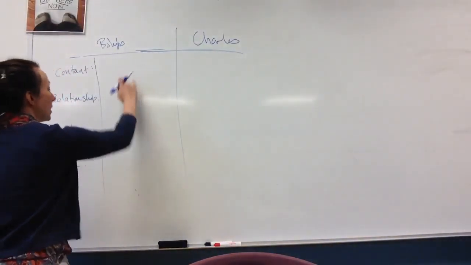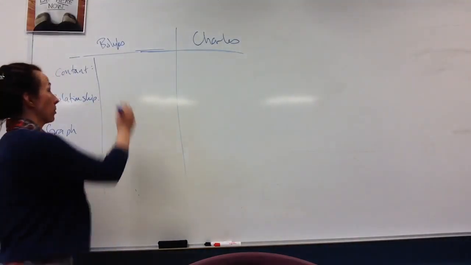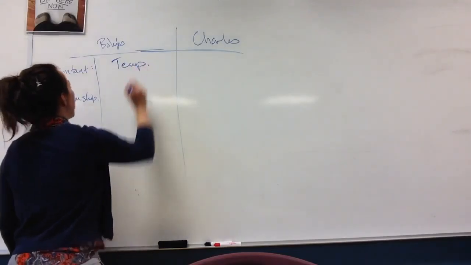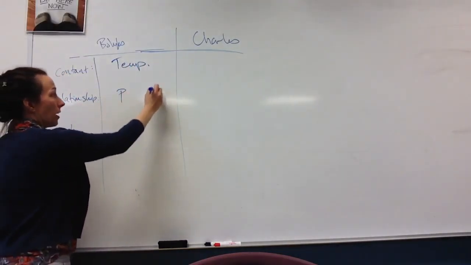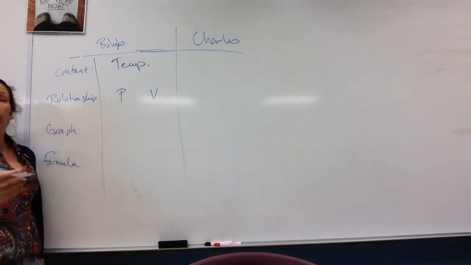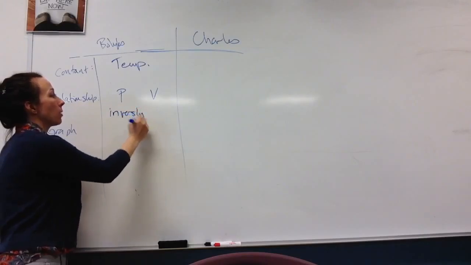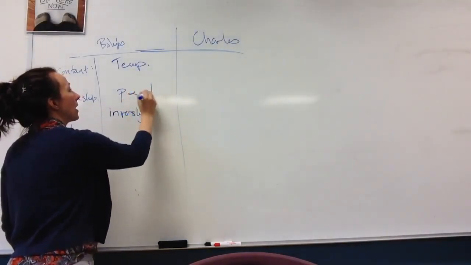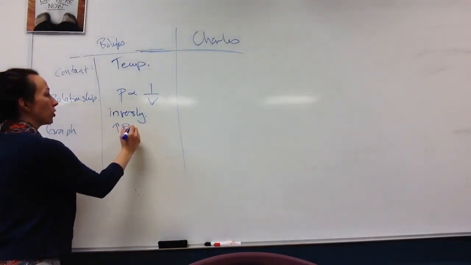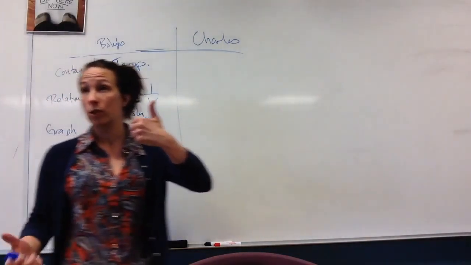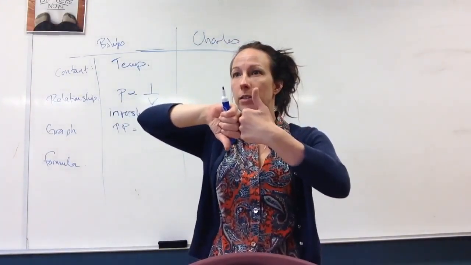Okay, so Boyle's, what did he hold constant? Temperature. And he looked at the relationship between pressure and volume, and he found that they were inversely proportional, and so we draw it like this. And inversely proportional means as I increase pressure, I decrease volume. That's what inversely proportional means.